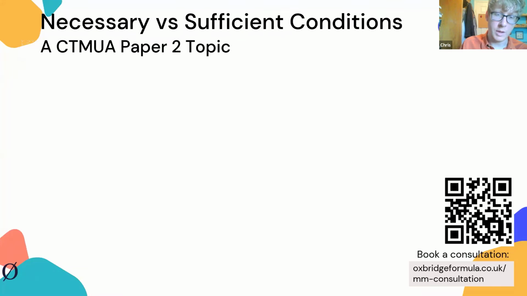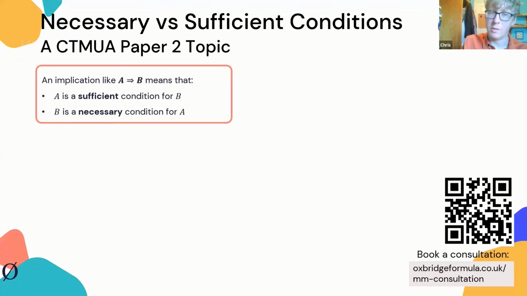So yeah, it is all about implications. Suppose we have two statements, we might call them A and B, and we talk about necessary and sufficient when A implies B, for instance. In this case, A is the sufficient condition for B, and B is the necessary condition for A. So if A is true, B must be true. So that makes B necessary.